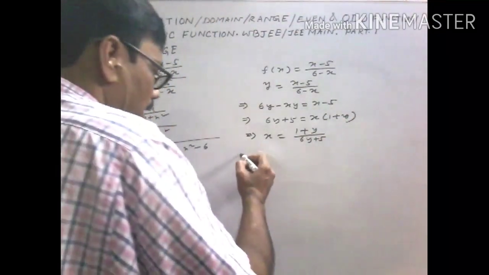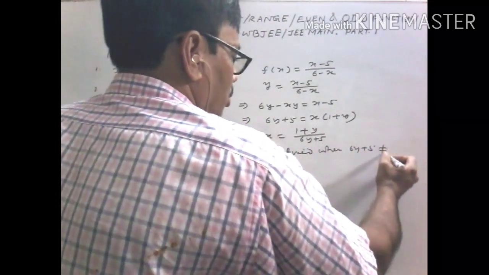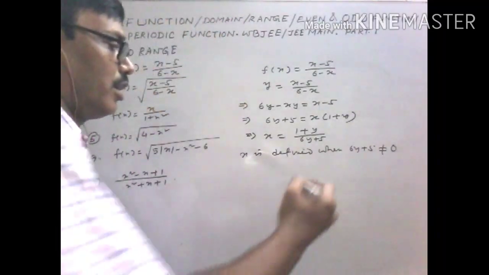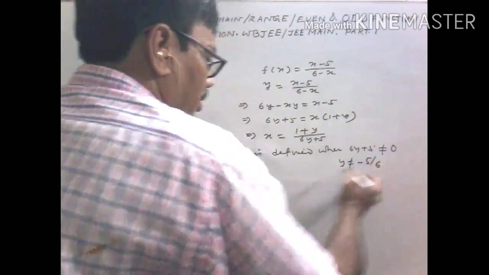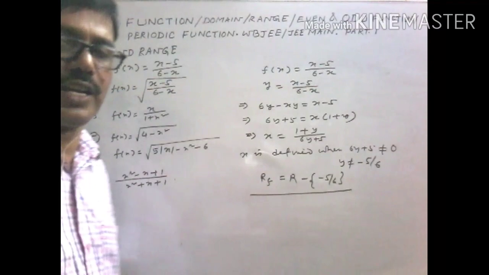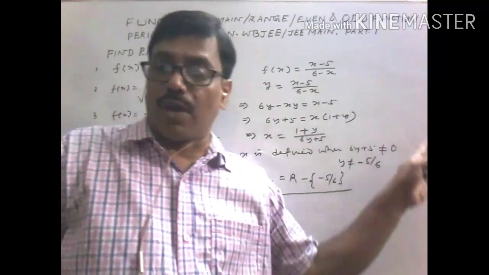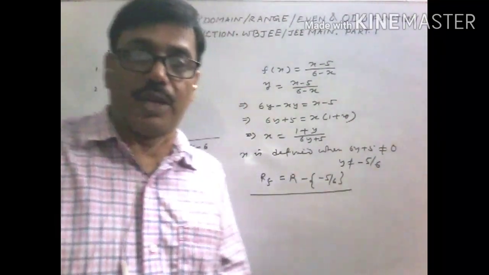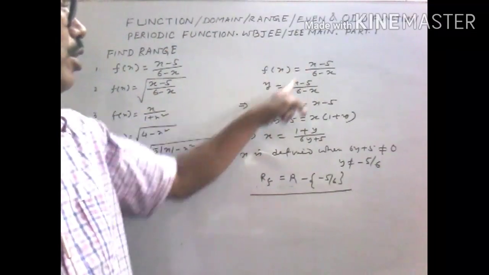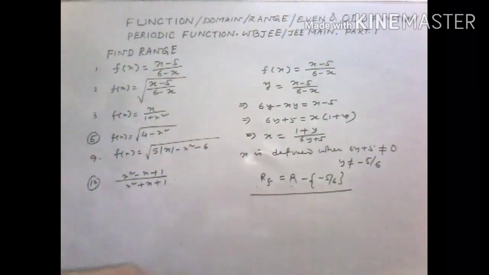So x is defined when the denominator is not equal to 0, because if it is 0, it is undefined. So range is a restriction in terms of y, so y is not equal to the excluded value. So what is the range of f? R minus only one point is excluded. So in case of rational functions where numerator and denominator are both first degree polynomials, the range will be R minus only a single point. Express x in terms of y, and it is not defined when the denominator equals 0.